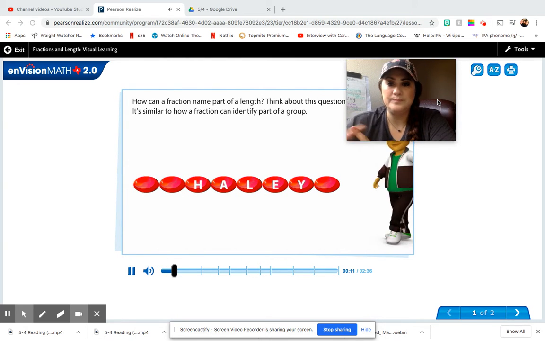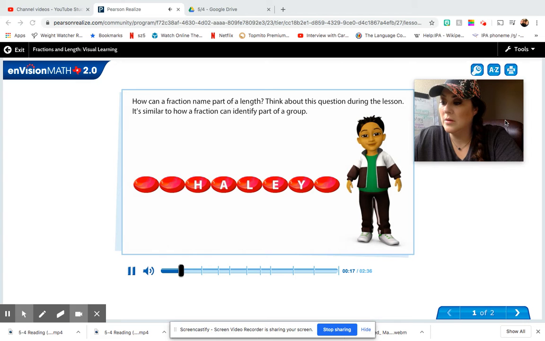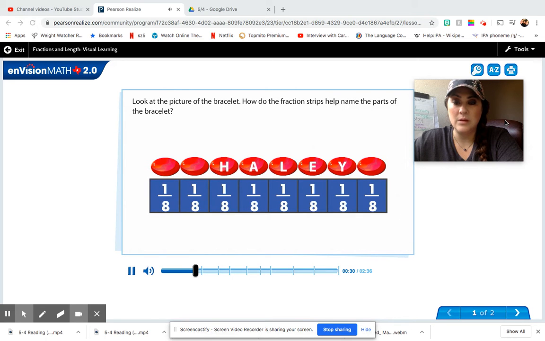How can a fraction name part of a length? Think about this question during the lesson. It's similar to how a fraction can identify part of a group. Haley made a bracelet using 8 red beads. Some of the beads have letters that spell her name. Look at the picture of the bracelet. How do the fraction strips help name the parts of the bracelet?